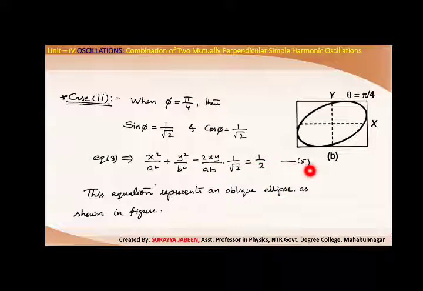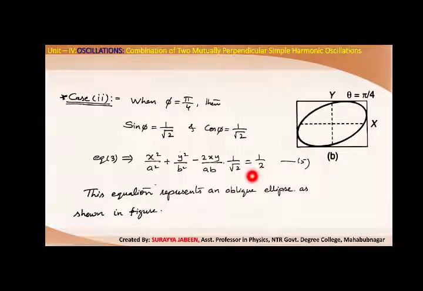Take this as equation number 5. This is for case 2, when we are putting phi equal to pi by 4. Then the final answer, this equation represents an oblique ellipse. As we have told for equation 3 also, this type of equation always represents an oblique ellipse. You can see in the figure also, this is an ellipse but not a direct ellipse. It is an inclined ellipse, or you can say an oblique ellipse, when phi equal to pi by 4. This is the second case.